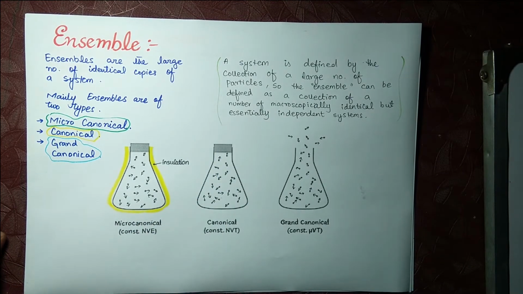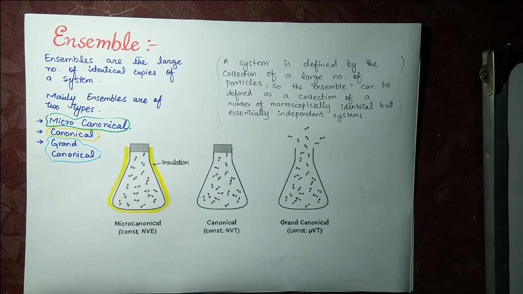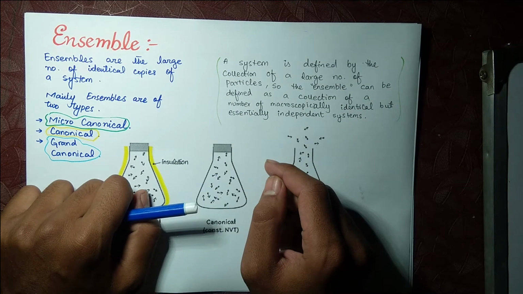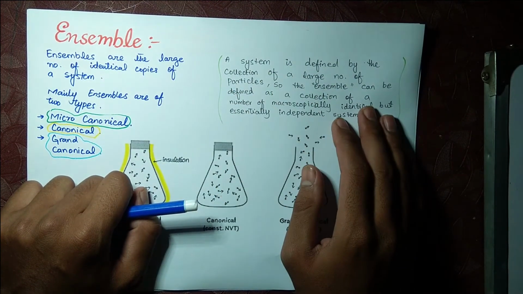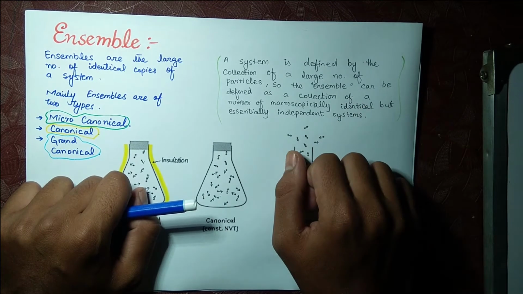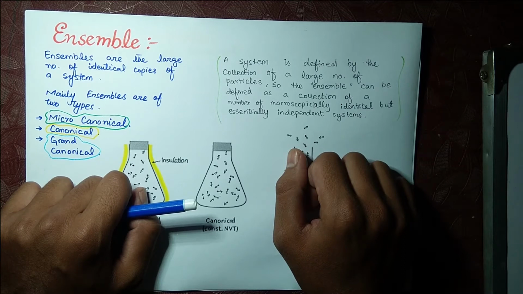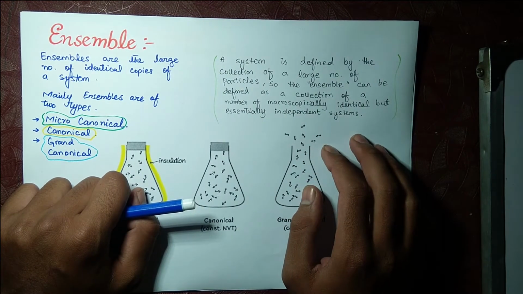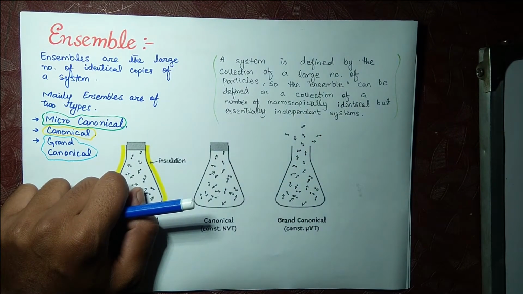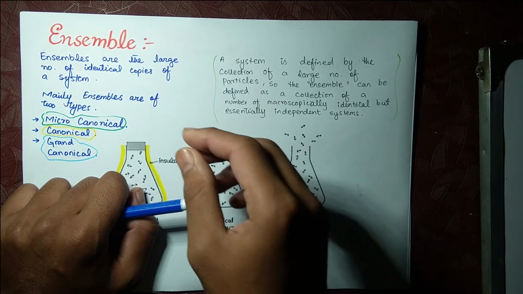And today you can see on your screen we are talking about ensembles. So we discussed statistical mechanics and we got its three branches from the statistical mechanics. One was the classical and the other two were quantum, Bose-Einstein and Fermi-Dirac statistics. So now we will see what ensembles are.